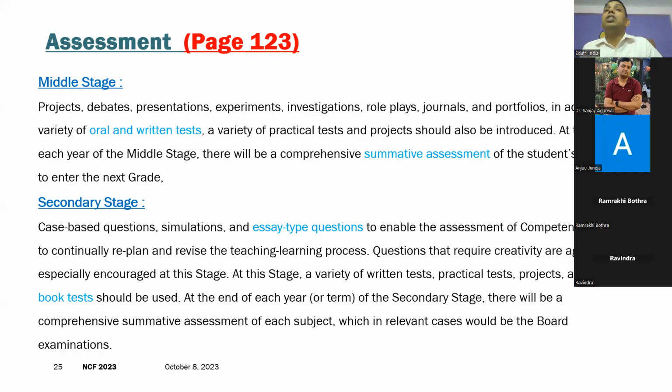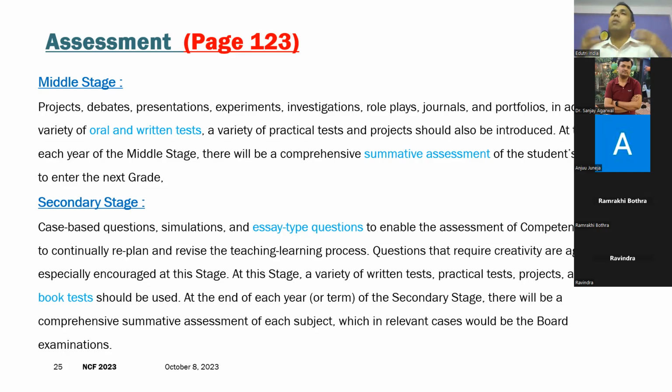Why am I giving emphasis to essay type questions? Nowadays, the children who are moving out of the education system do not know how to write. In our time, we were given a 20 marks question and we used to write 1 page, 2 pages, 3 pages for it. But nowadays, children are not in the habit of that.